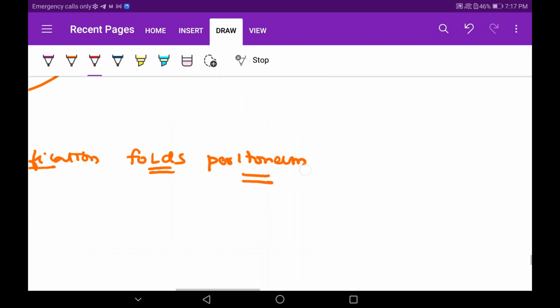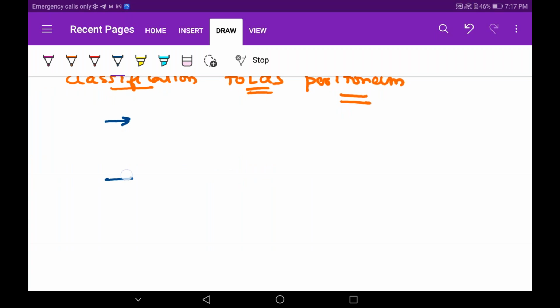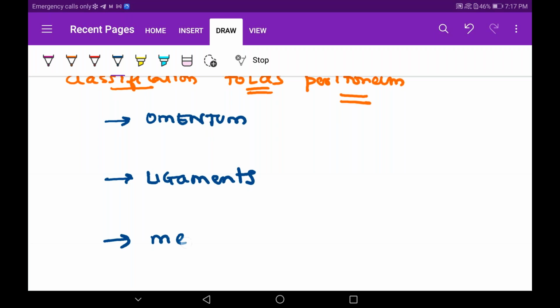Now about the classification of folds of the peritoneum. What are the different names of the folds? There are three names given to it. The first name for the folds of peritoneum is omentum. Another aspect of the peritoneum is given as ligaments. Lastly, another thing is known as mesocolon, or mesentery. Here again mesentery is coming, so now you have to focus over here.